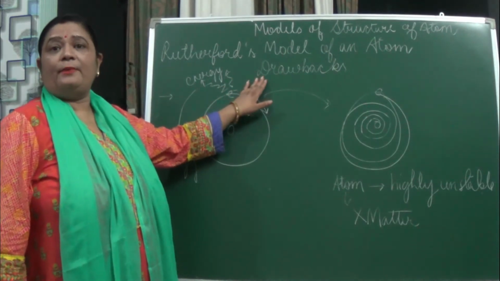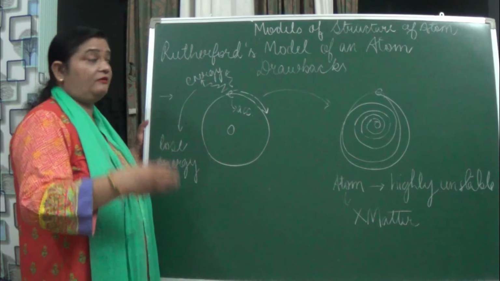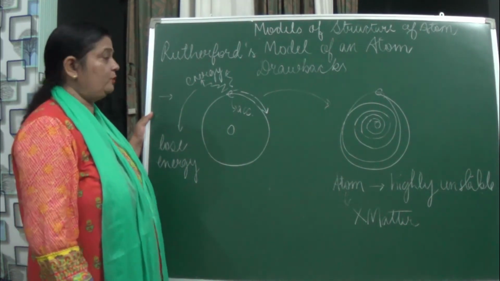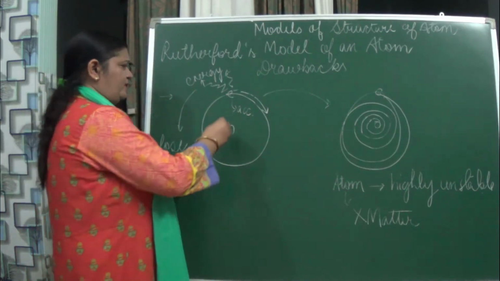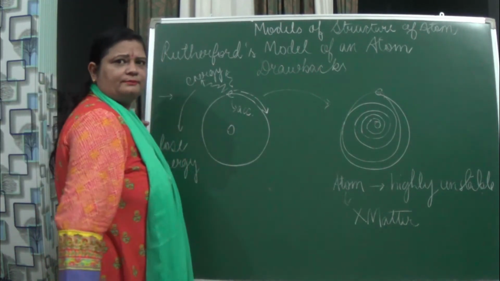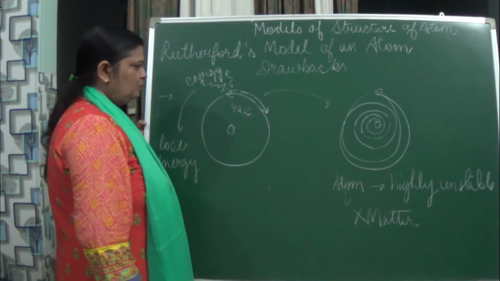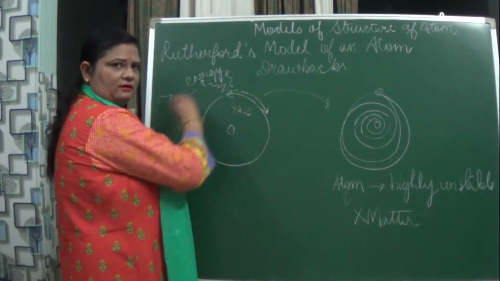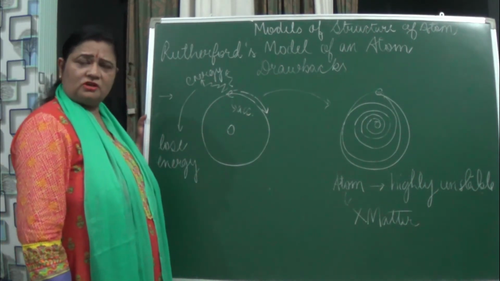Now let us study the drawbacks of the Rutherford model of the structure of the atom. He said there is a positive center known as the nucleus. Here the mass of the atom is concentrated, and the electrons are revolving. This was said by Rutherford in his model of the structure of the atom.